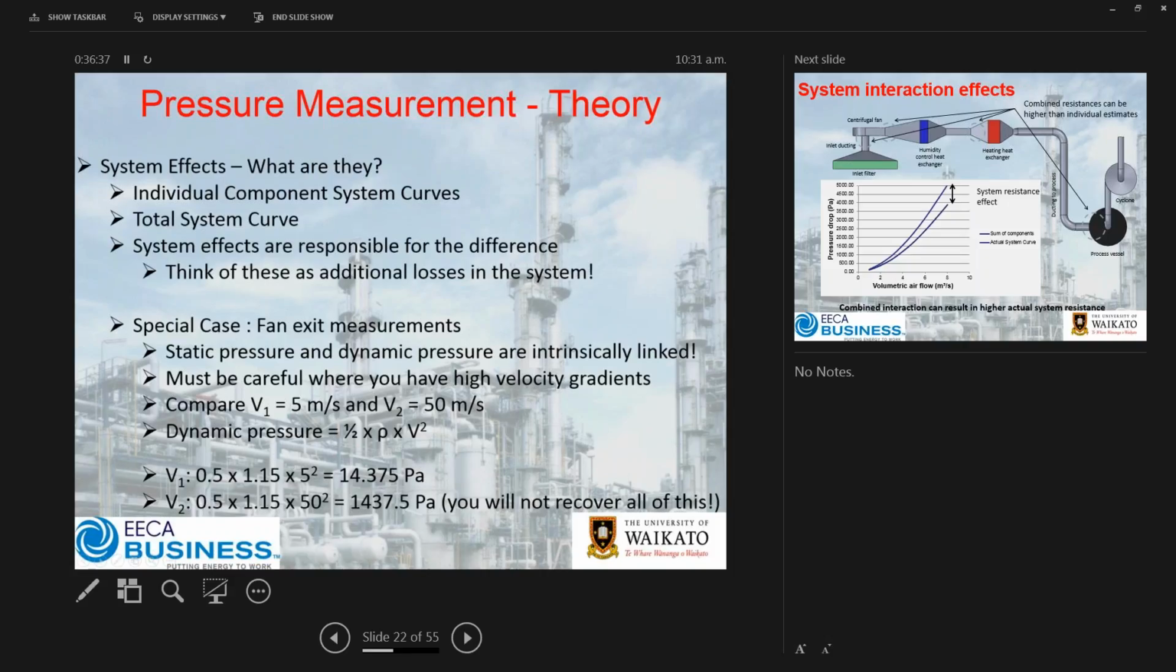So this is really where you start to come into this concept of system effects. Okay, so what are they? Well, you have an individual component system curve, so like for your filter bank, for example, for your heat exchanger. Then you have your total system curve, and the system effects are responsible for the difference between these two. So you can think of these as additional losses in the system.